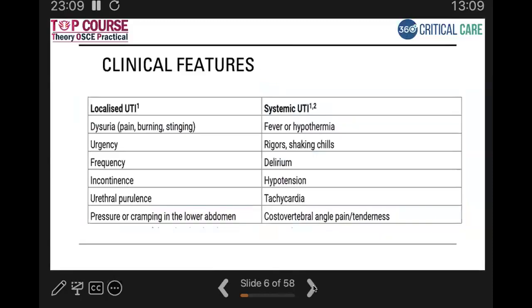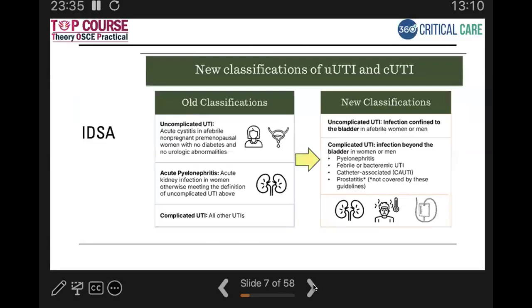Okay. So what will be the clinical features when it comes to localized UTI? Patient can have dysuria, urgency, frequency, incontinence, urethral purulence, pressure or cramping in the lower abdomen. When it comes to systemic UTI, patient can have fever, hypothermia, rigors, delirium, hypotension, tachycardia, and costovertebral angle pain and tenderness. Okay. This is with respect to European guidelines.